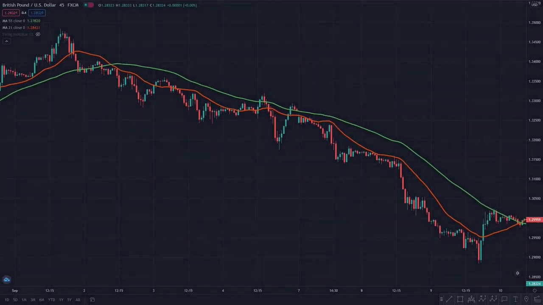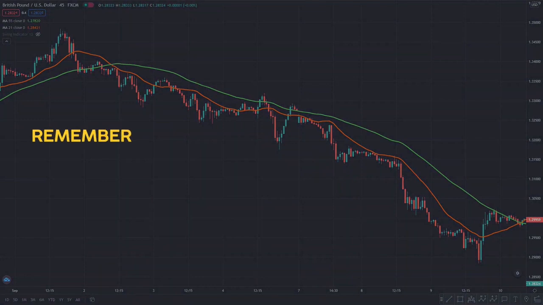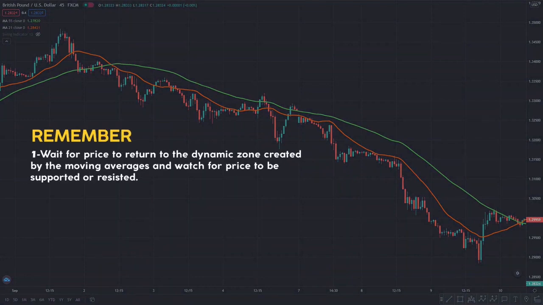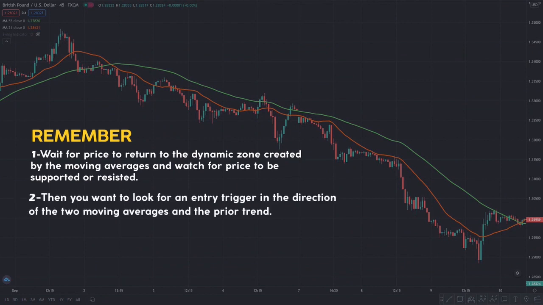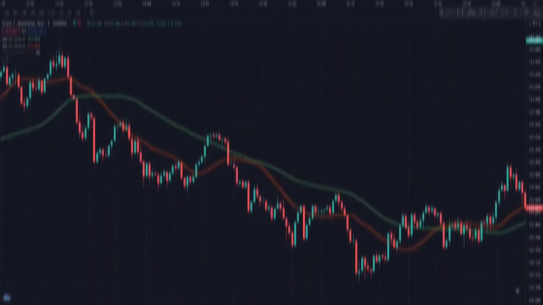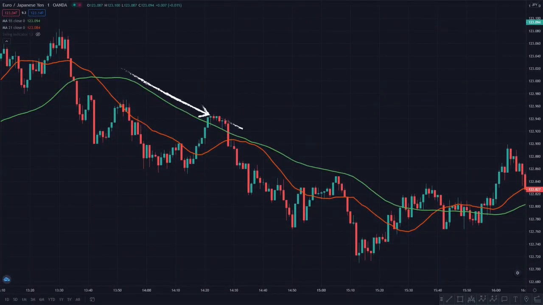So just to be crystal clear, you want to wait for price to return to the dynamic zone created by the moving averages and watch for price to be supported or resisted. Then you want to look for an entry trigger in the direction of the two moving averages and the prior trend. Another cool tip I can give you is to pay close attention to the slope of the moving averages.